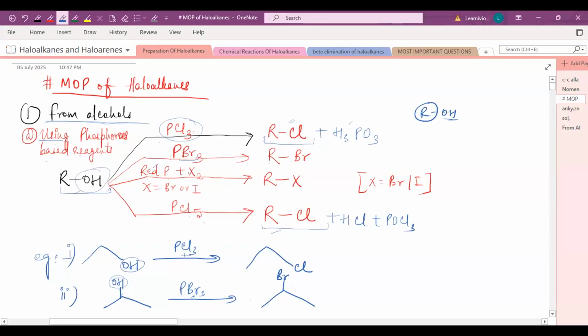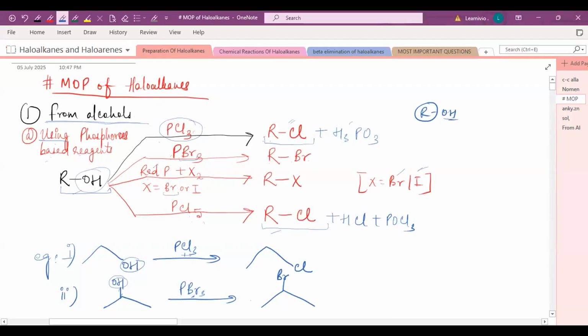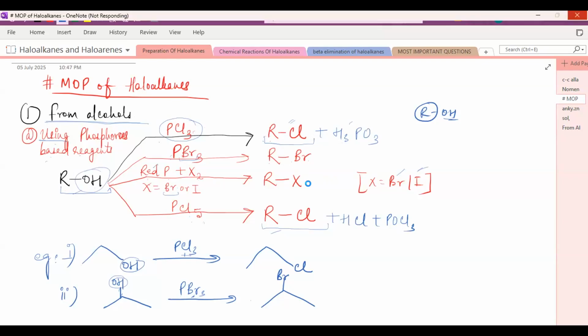Similarly, third one, when you use red phosphorus with X2, X2 could be either bromine or iodine. This process is for the formation of alkyl halide, maybe alkyl bromide or iodide, because we are taking the reagent as Br2 or I2 in the presence of red phosphorus. So when you treat the alcohol with red phosphorus plus X2, you will get the corresponding alkyl halide.